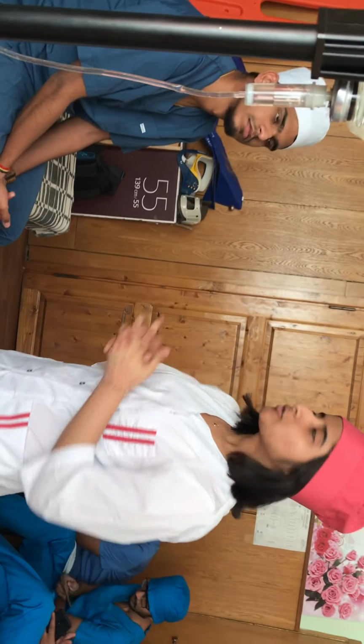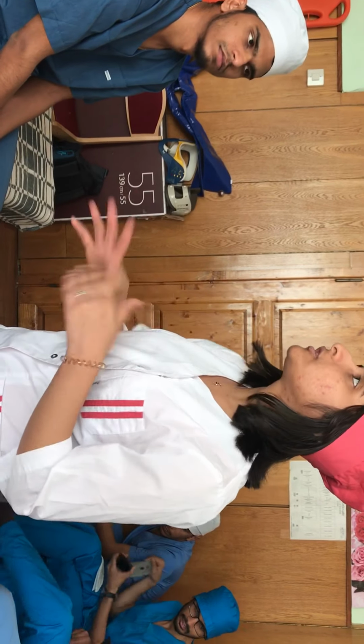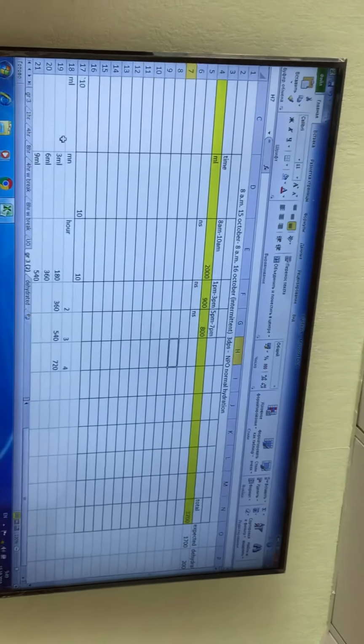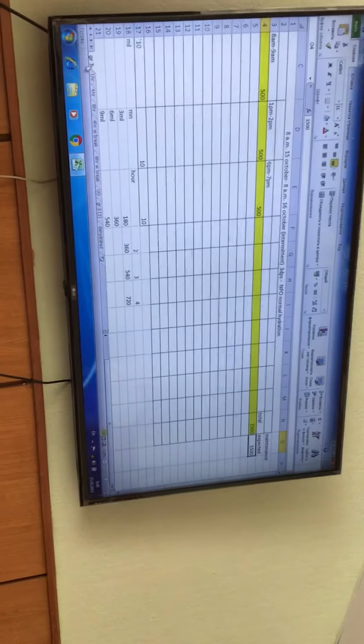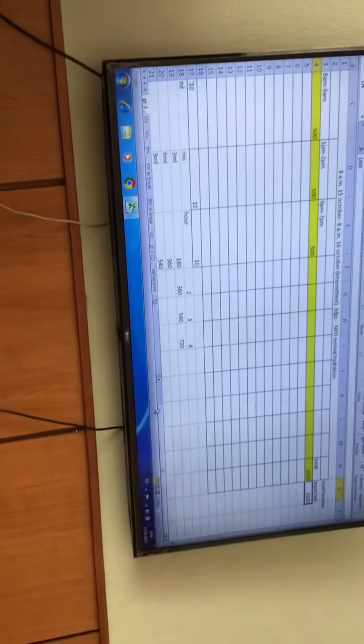Then we decide whether the patient is dehydrated or normal. The patient is hydrated, so we just need to do the maintenance. We just need to keep the maintenance, and we don't need to rehydrate him. This one is for dehydrated. For hydrated, just maintenance. Based on your body weight you get the daily urine output, and then you have to meet the expectation.